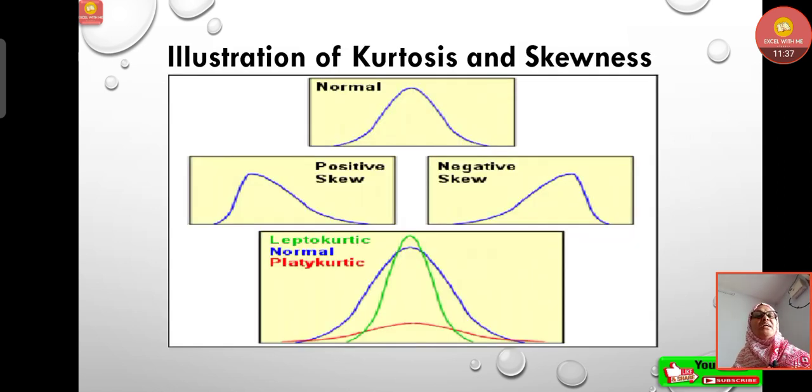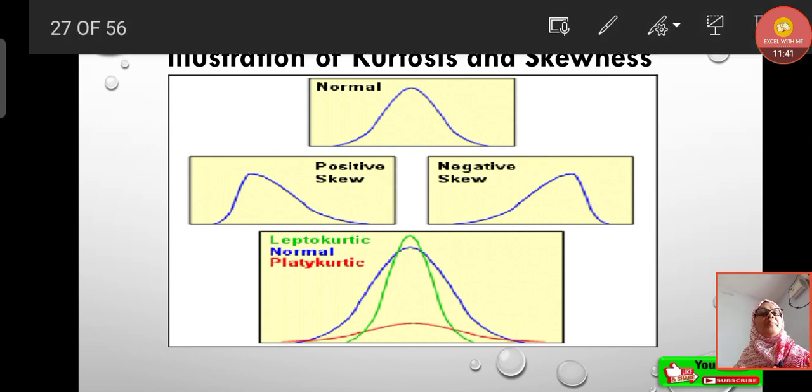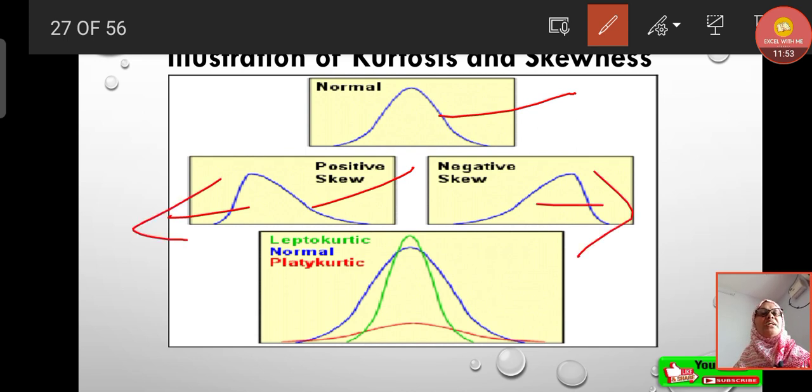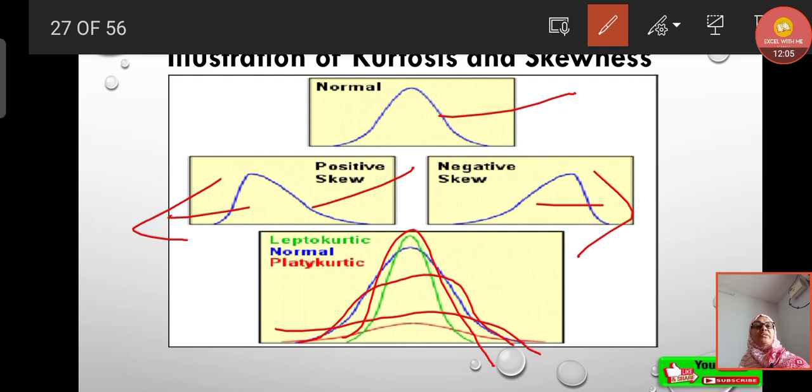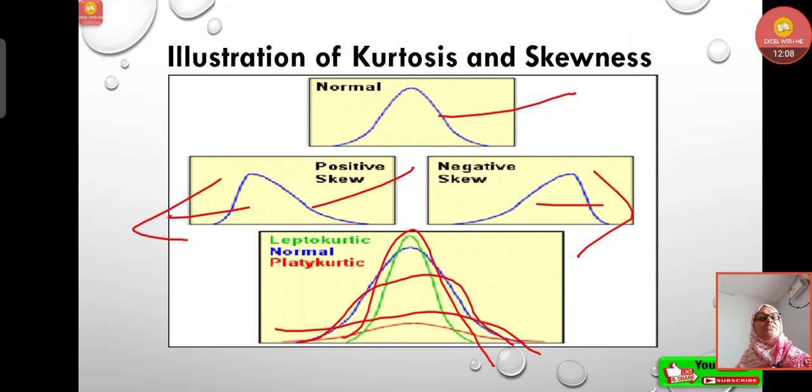You can see here an illustration of kurtosis and skewness. Normal distribution will be like this. Then positive skewness will be like this, moving towards this side, and negative skewness moving towards this side. Then leptokurtic, mesokurtic and platykurtic will look like this, going down and then average and then above. So these are the kurtosis and skewness.